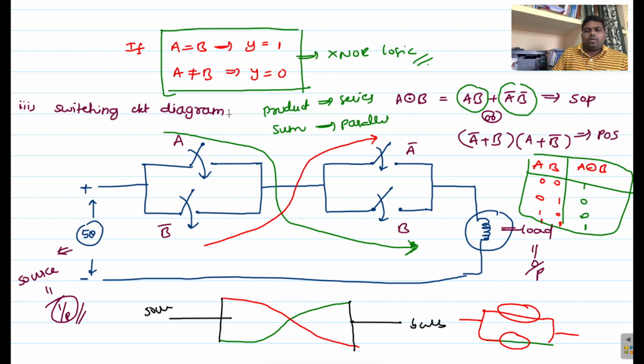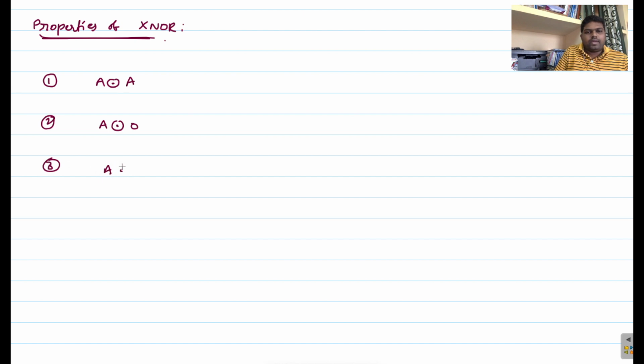Okay, now the properties of the XNOR gate. The first property here is A XNOR A, the second property is A XNOR 0, the third property is A XNOR 1, and the fourth property is A XNOR A bar. So you can solve these expressions.